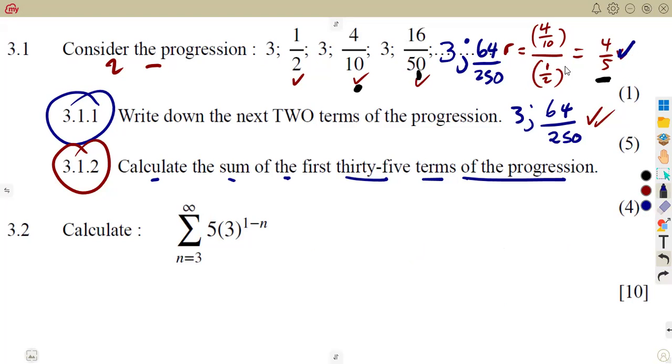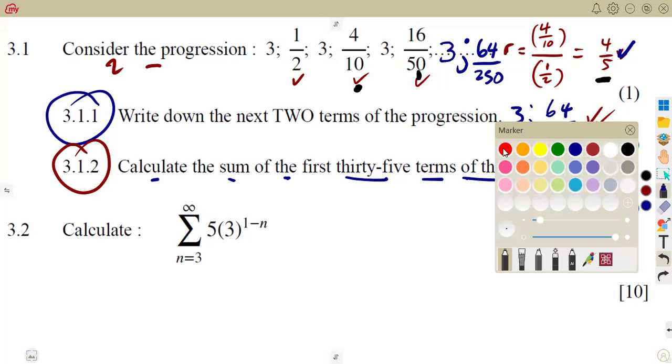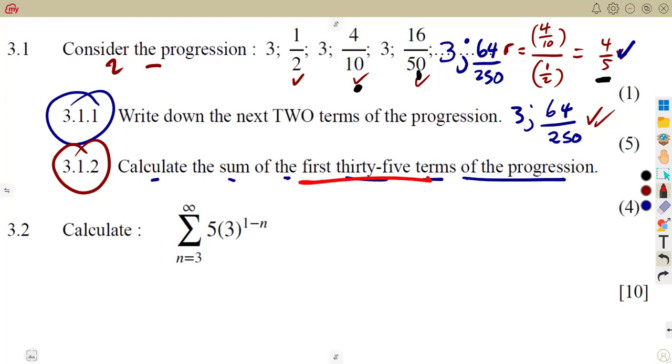4 over 5. So you have to be careful. There are two of them. So how many terms are we going to have for the constants? Because here we are just given a total of 35 terms. Out of the 35 terms, how many are the constants? That is the question.